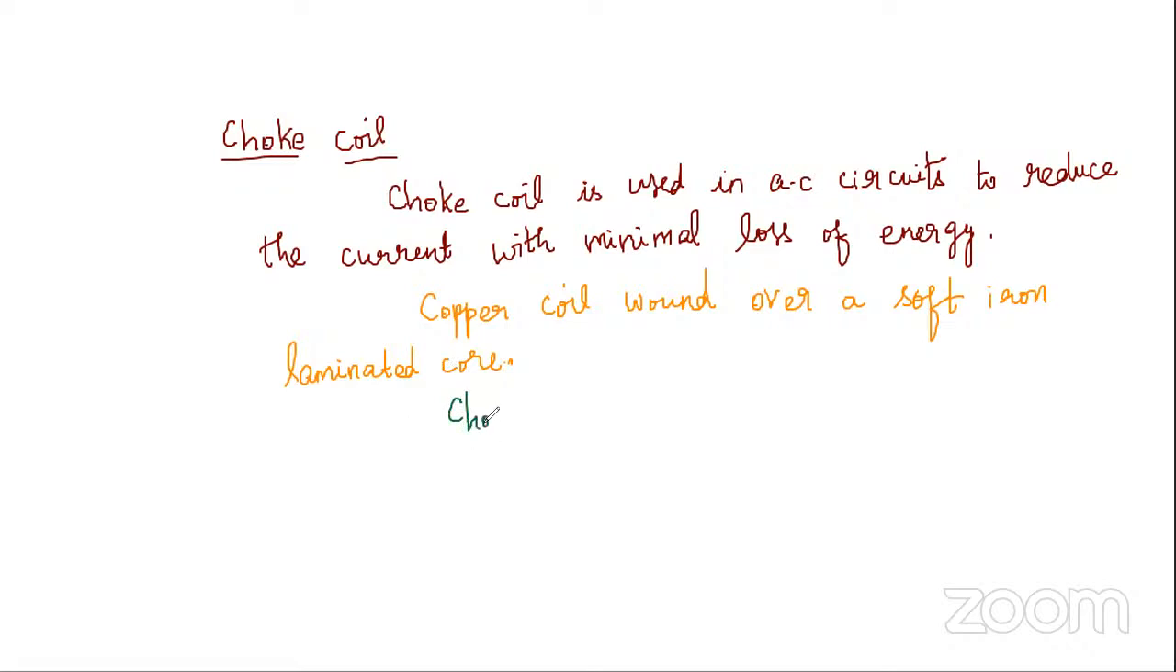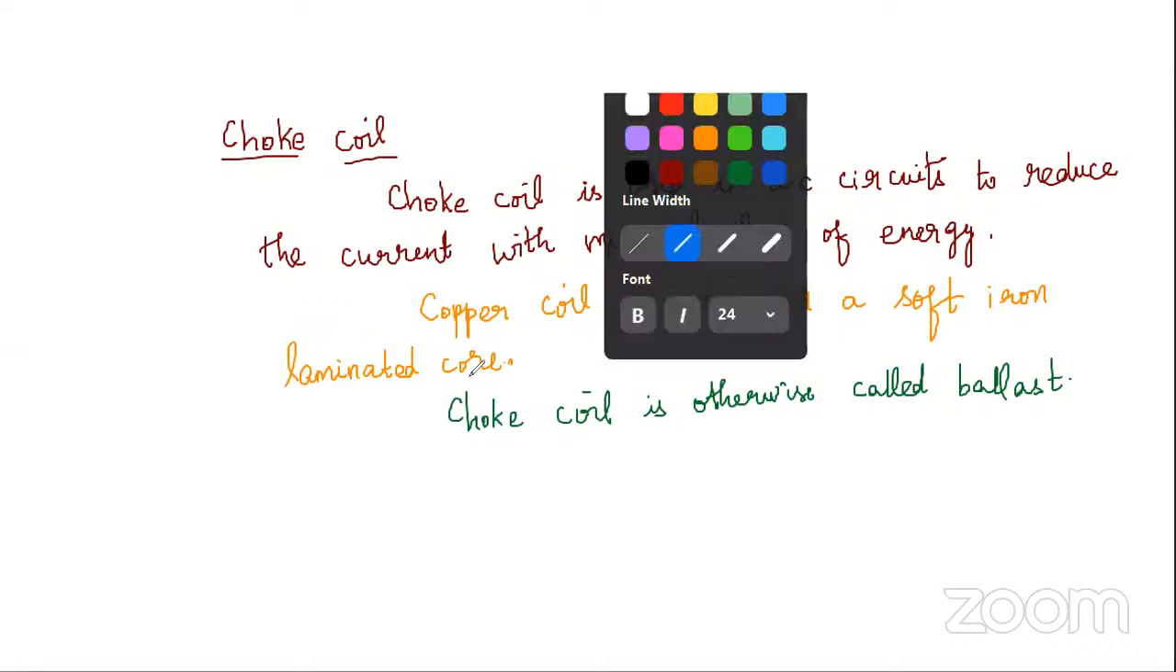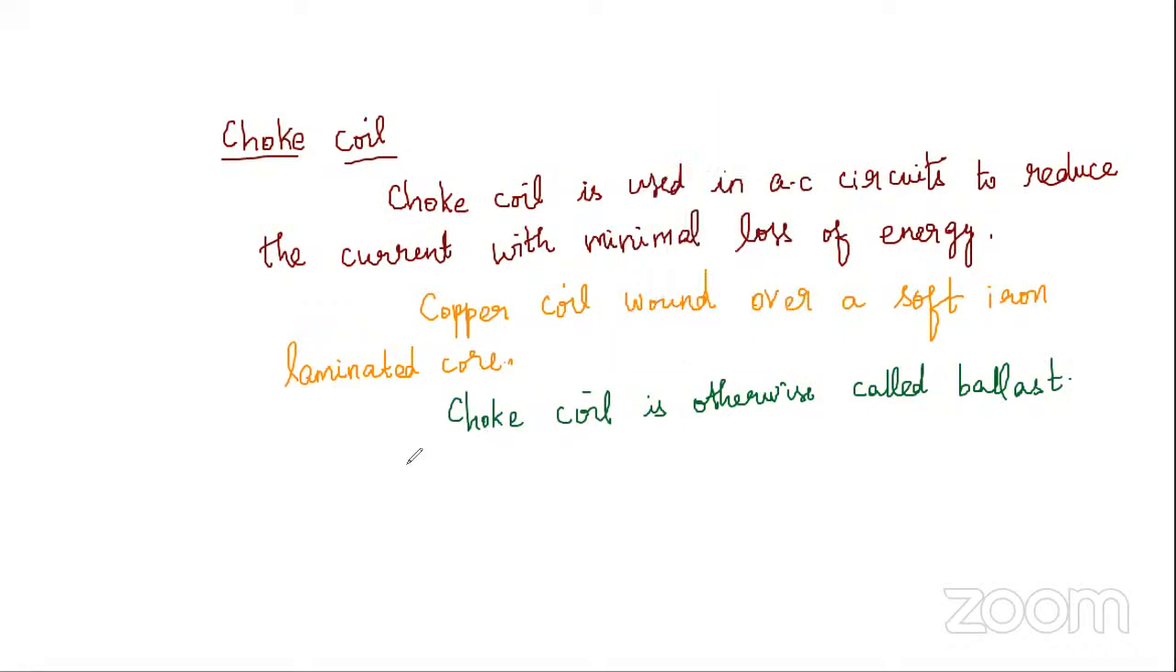So usually a circuit with a choke coil is nothing but a series LR circuit. The resistance of the choke coil is very small, and it is used in an LR circuit. LR circuit means a circuit with an inductor and a resistor.